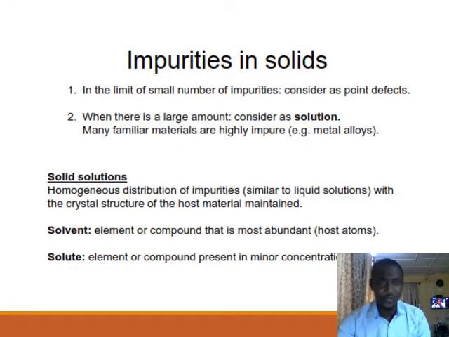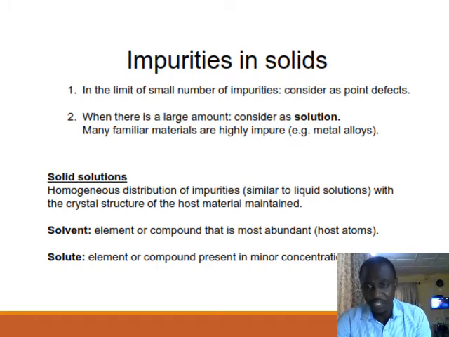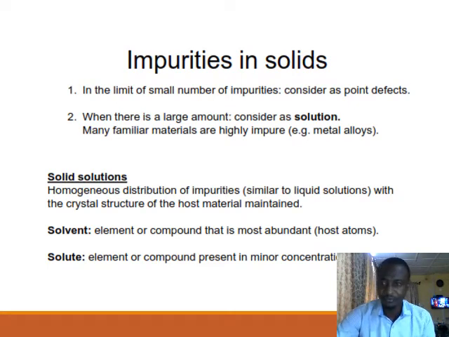So in this case, for a solvent, the element or the compound that is most abundant is your host atom, and then the one that is there in minor quantity, which obviously is your impurity atoms, will now form your solute. And the combination of these two in a homogeneous distribution will give you a solid solution.